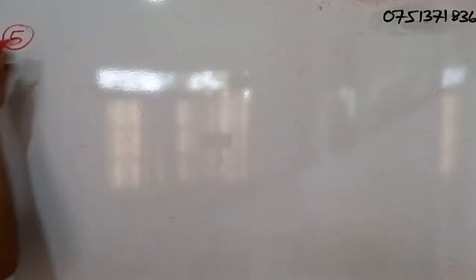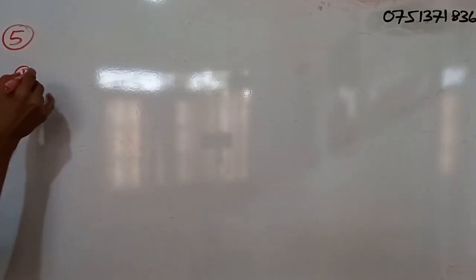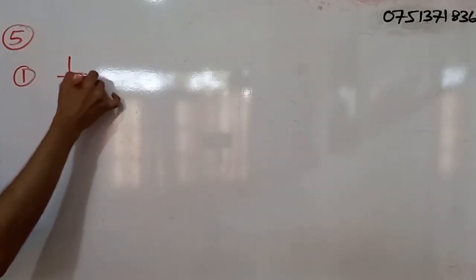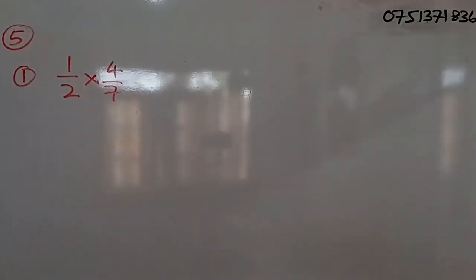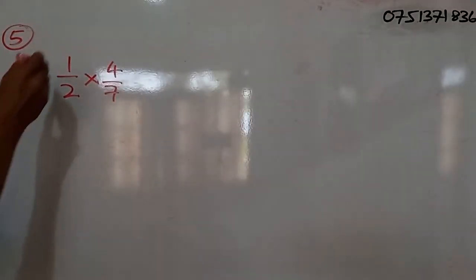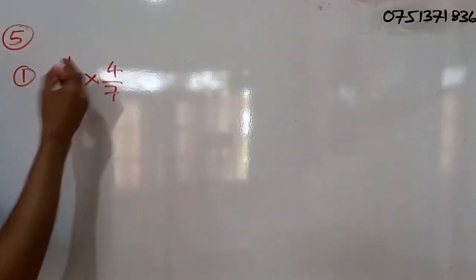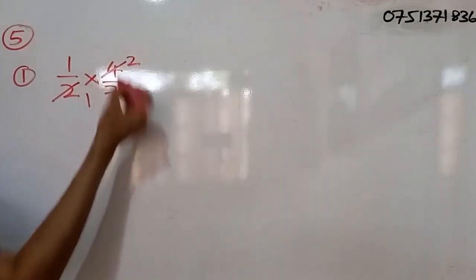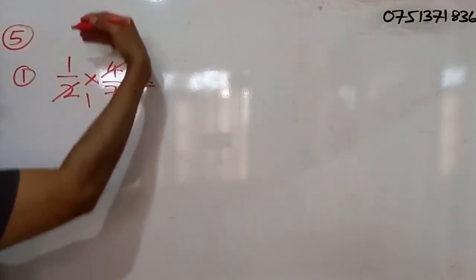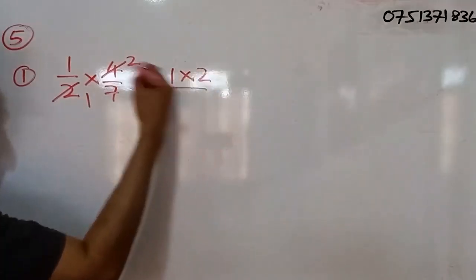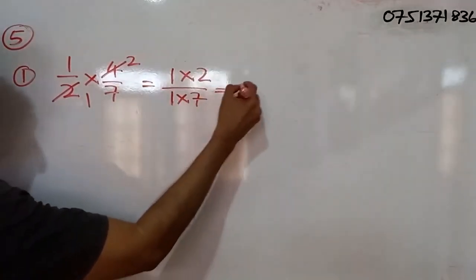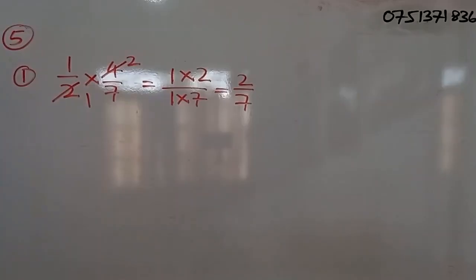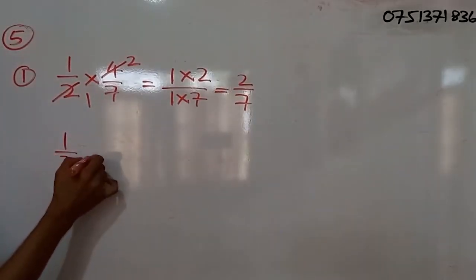We are still in review questions. So this is the 5th part. So we have to do some simplifications. Right. Part 1, we have what? 1 by 2 into 4 by 7. Right. So here we can simplify this in two methods. So one method is 2 times 1, 2 times 2. So on the top half we have what? 1 into 2. And in the bottom half we have what? 1 into 7. So we know this is what? 2 by 7.